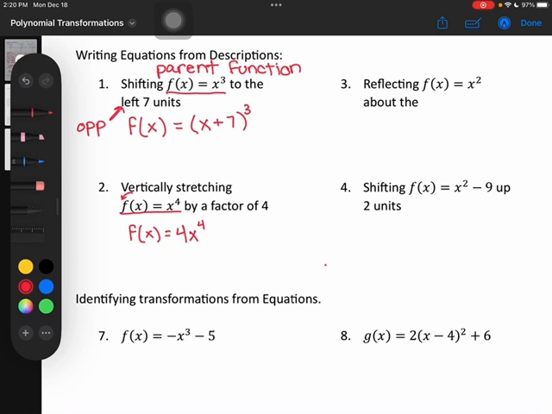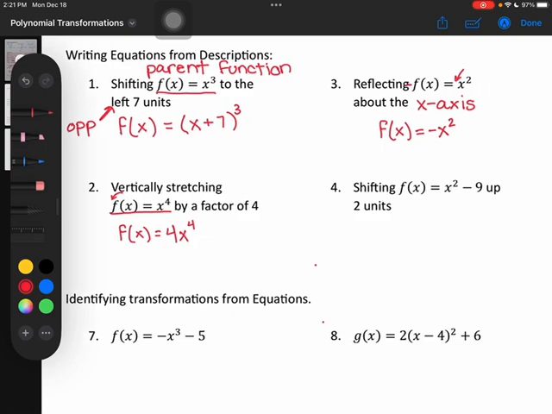Okay. 3 says that we are going to reflect about the, and it should say about the x-axis. So the only way we reflect is by using that negative sign. So that negative goes in front. So I'm going to do the same thing and put a negative right there. So f of x equals negative x squared.